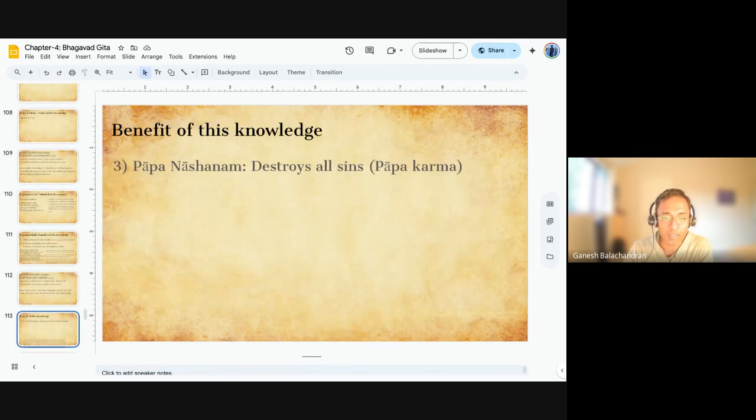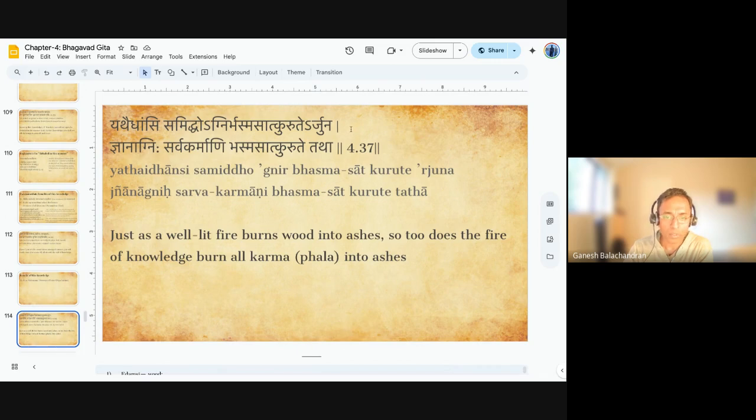So again, Bhagavan says in the 37th, a very famous shloka, Yathaidhamsi samiddho agnir bhasmasat kurute arjuna, jnanagnih sarva karmani bhasmasat kurute tatha. Just as a well-lit fire burns wood into ashes, so too does the fire of knowledge burn all karma phala into ashes. So when you burn all karma phala, what happens? I'd like you to answer these questions. If you have no karma left, what will happen?